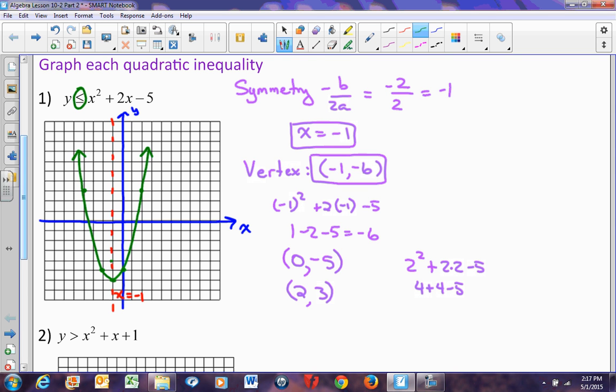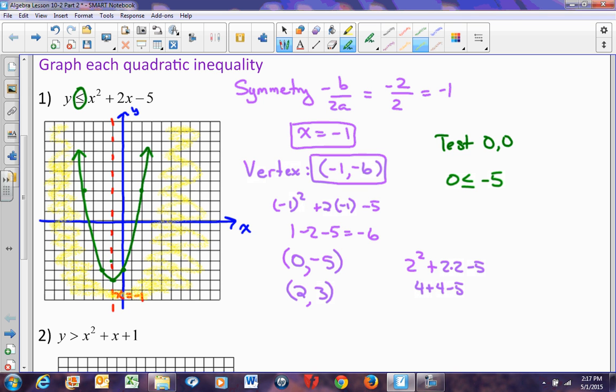Last thing I'm going to do is test a point to see if it contains it or not. Because it says if y is greater, we're going to shade above it. If y is less than, we're going to shade below it. So if I test (0, 0), I have 0 is less than or equal to negative 5. 0 is not less than or equal to negative 5, so I am not going to shade where 0 is. I'm going to shade where 0 is not, and in this case, 0 is not on the outside of my parabola, so this is where I would shade, on the outside.